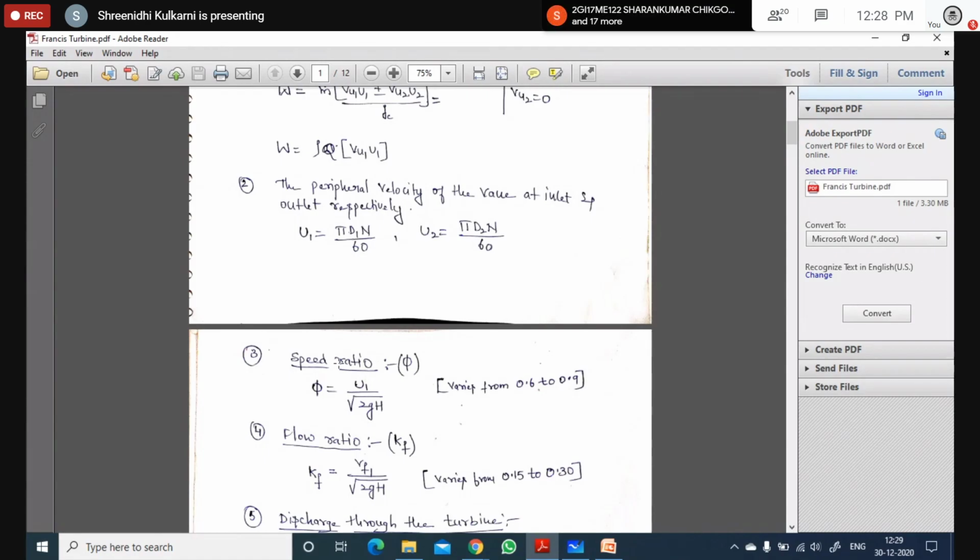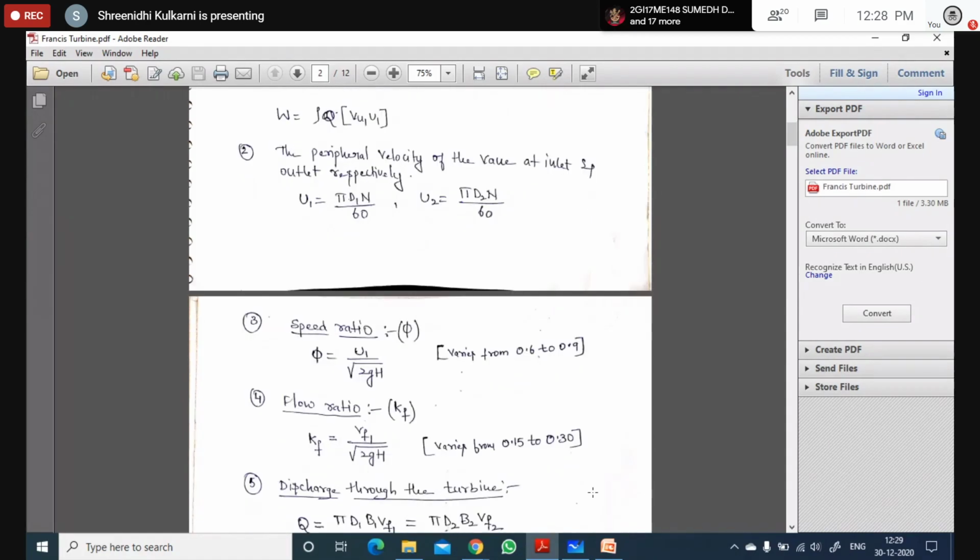Next we can see the flow ratio. Flow ratio is given by Kf is equal to Vf1 by root of 2gH. Vf1 is the flow velocity. The values vary from 0.15 to 0.3.